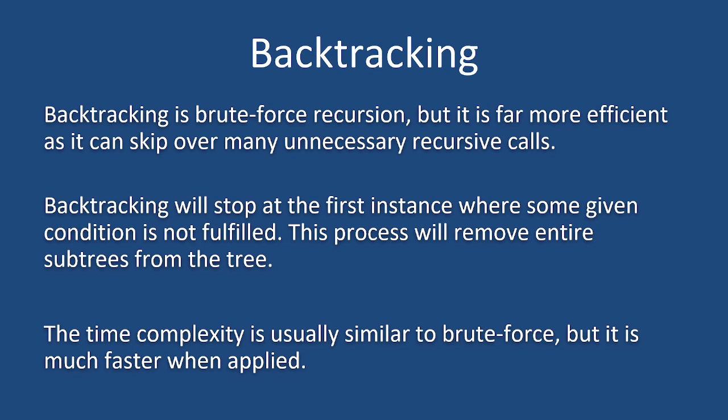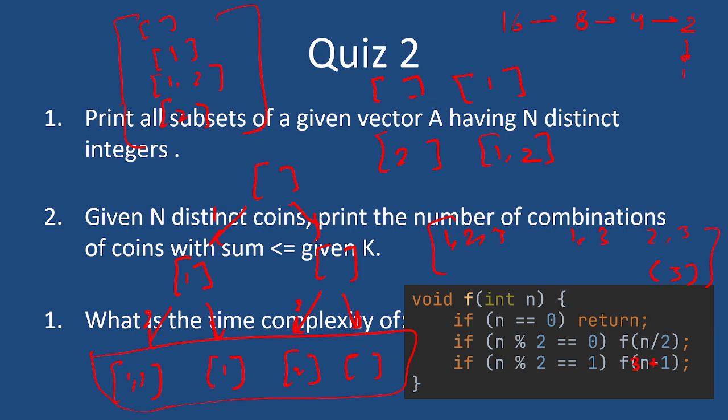Backtracking will stop at the first instance where some given condition is not fulfilled. This process will remove entire subtrees from the tree. How? In the tree above, suppose we already have 1 2, which is 2 cases too many, so we don't look at the tree that would be built below it, right?